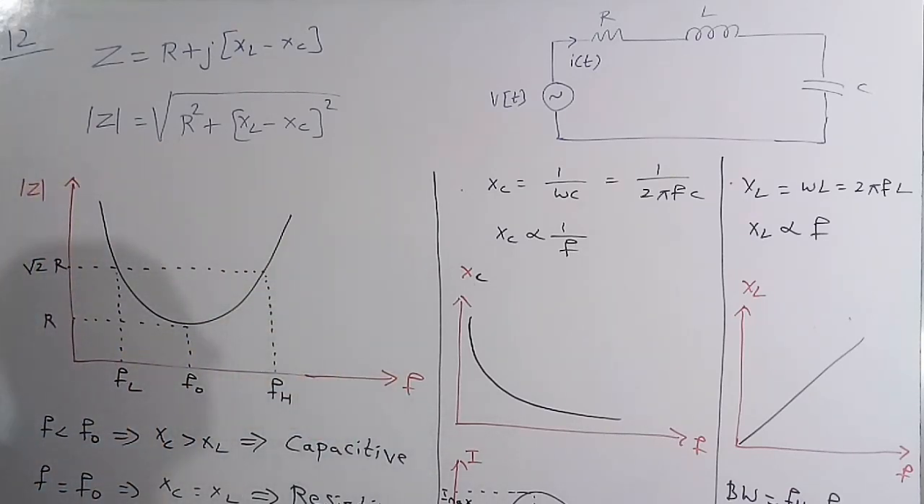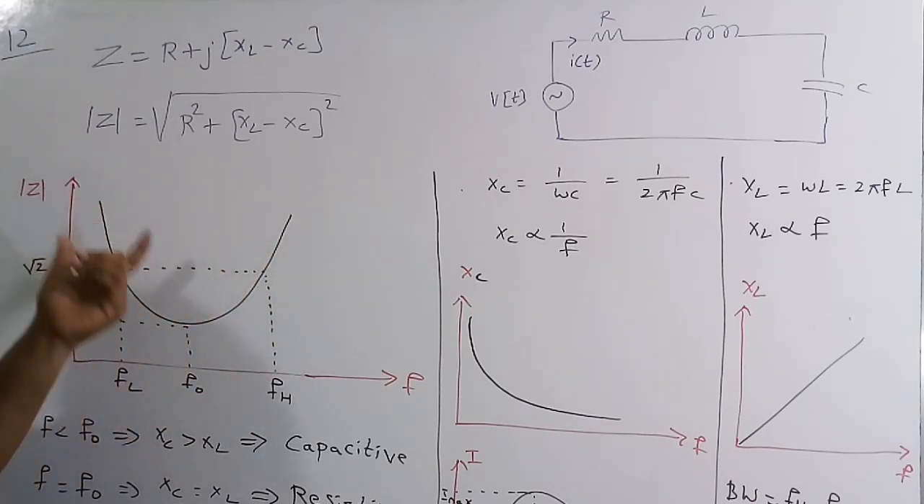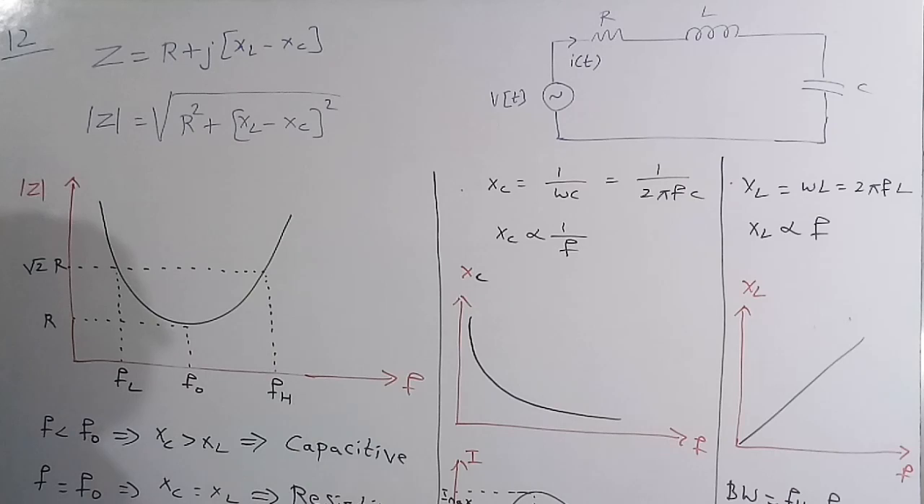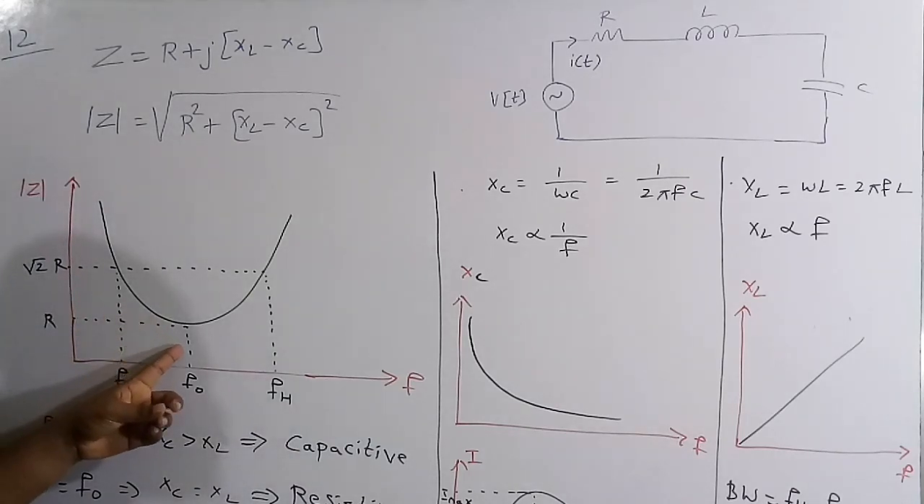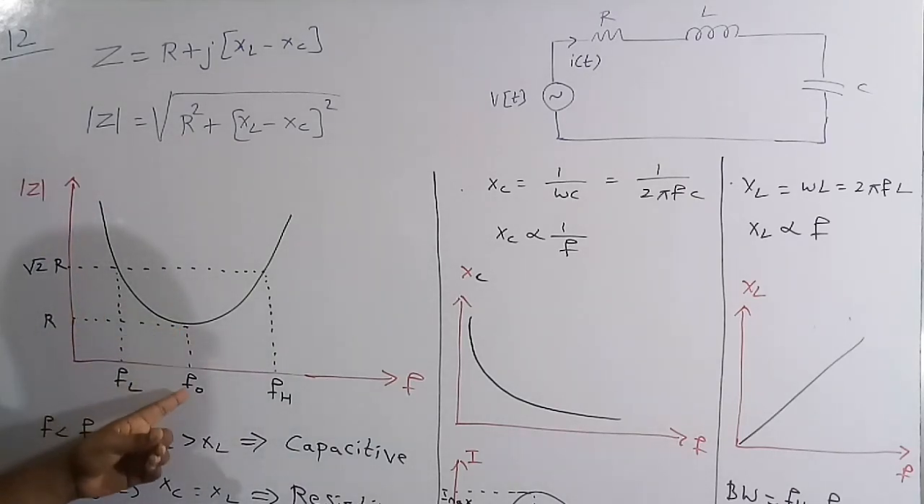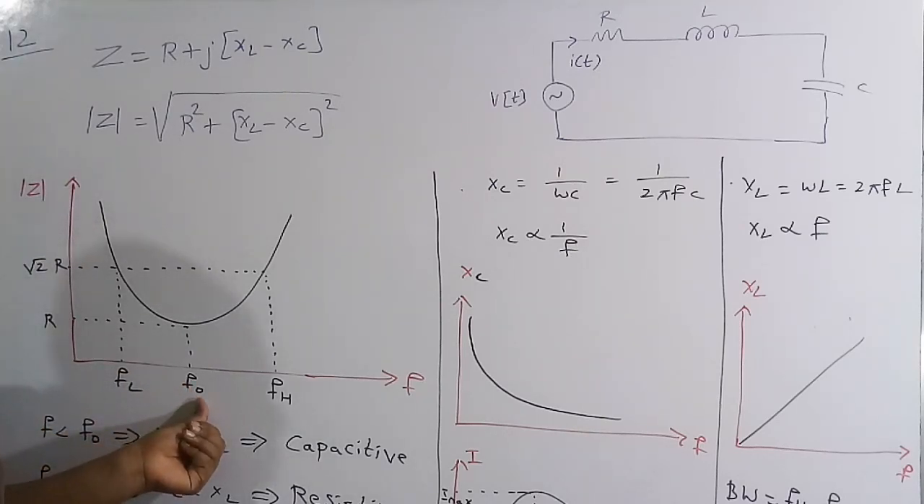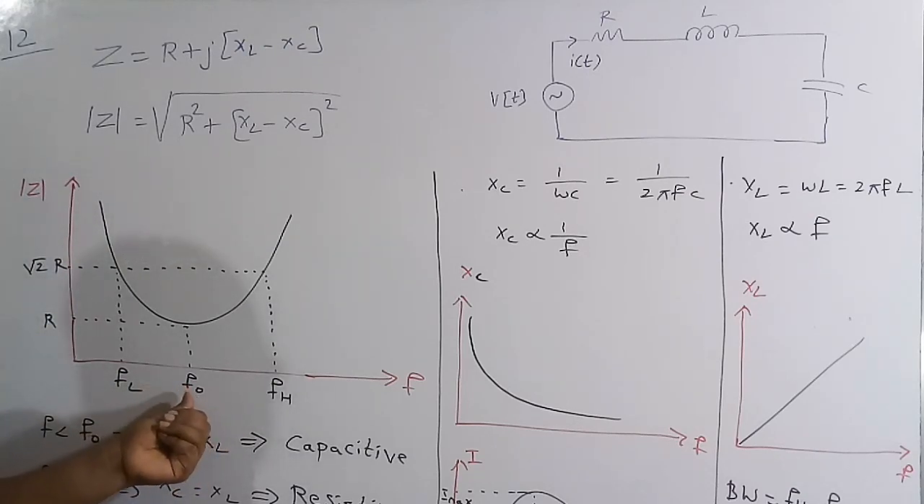So if you see carefully, for a series RLC circuit, the diagram we are going to get is like a tub shape. Here, at this frequency, the value of the impedance is very low, equal to the resistive part. Therefore this frequency is called the resonance frequency. At this frequency the circuit will be purely resistive, so the supply voltage and the supply current will both be in phase.